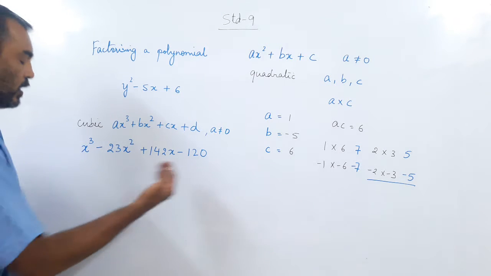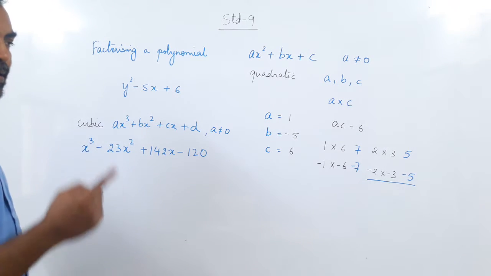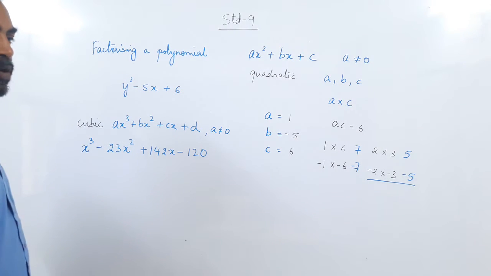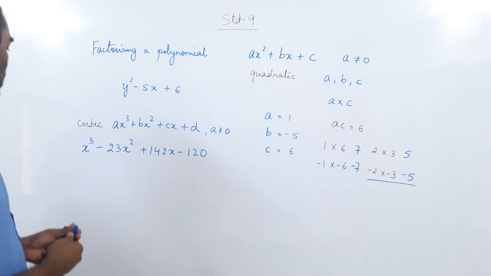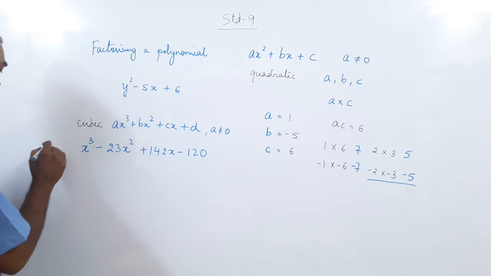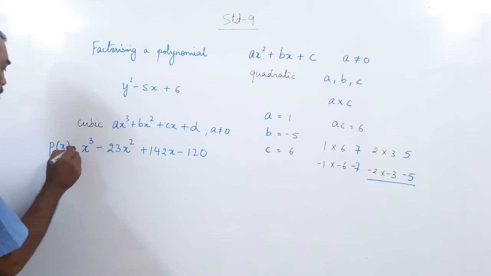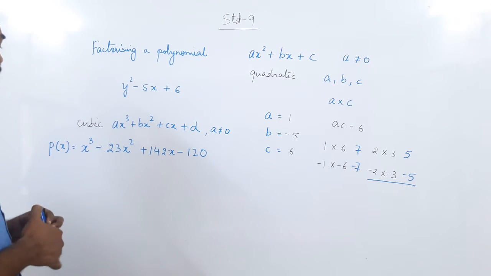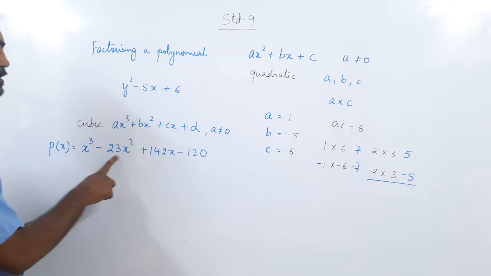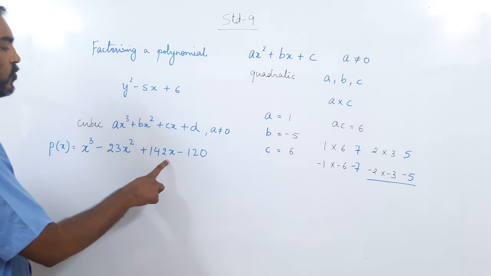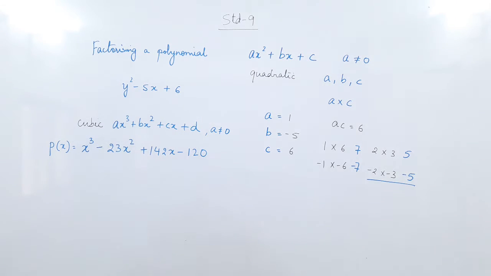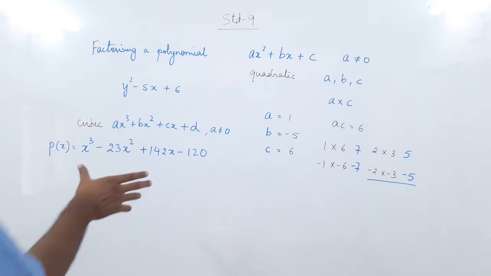So breaking down will take a lot of time. Now, we remember in the previous lecture I taught you what the remainder theorem is. You remember the remainder theorem? So if our polynomial p(x) is written as x cube minus 23x square plus 142x minus 120, this is the polynomial I have written down.